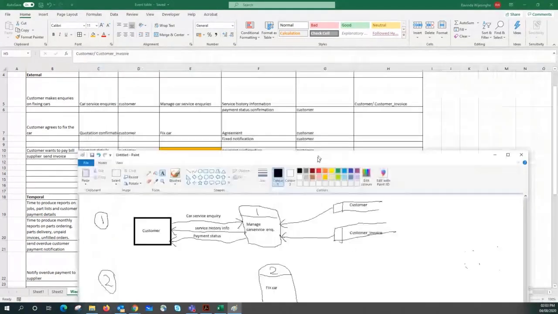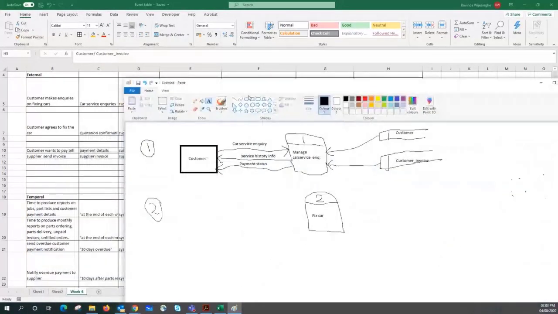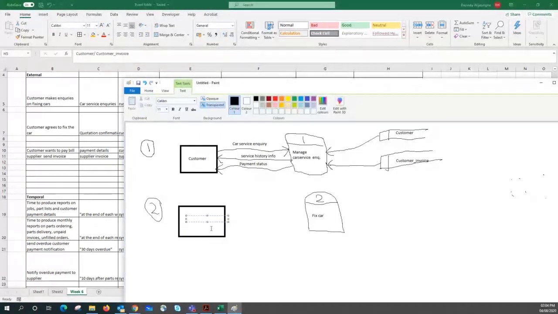Okay, do we have an external agent in there? Yep, customer. So let me draw that external agent. Okay, this is my customer. So let me name that as customer.